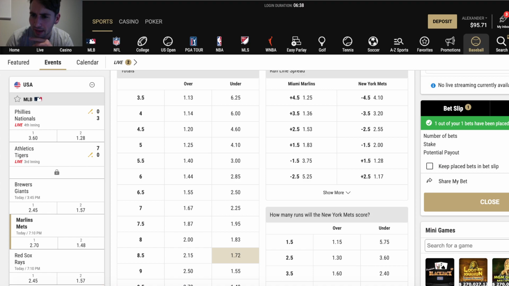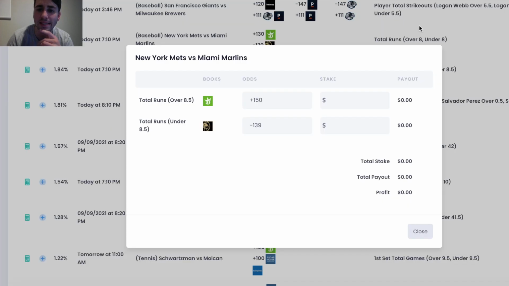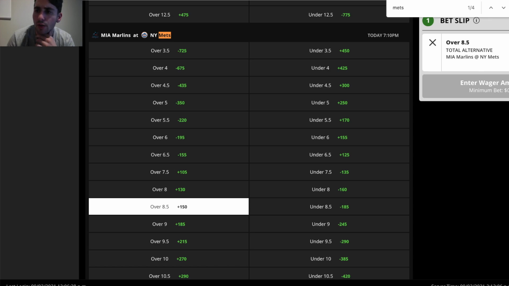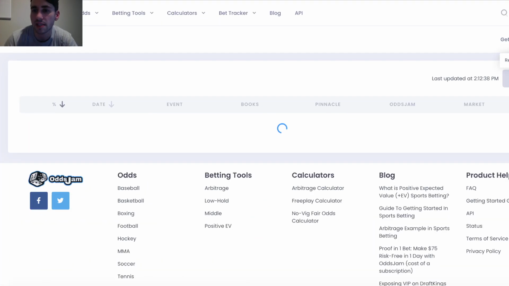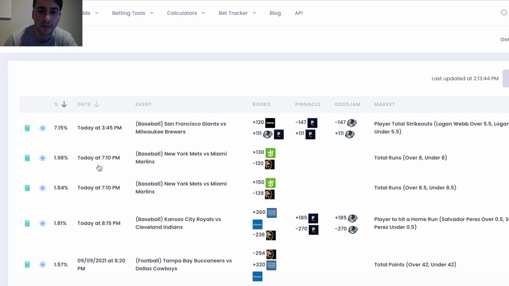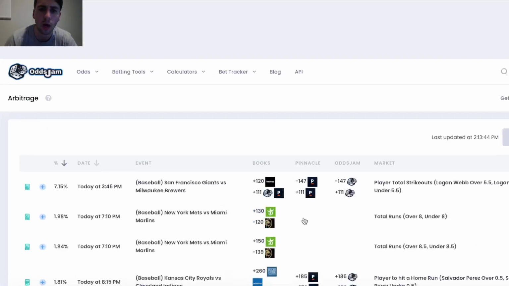We'll see how much they give me. When you're limited, they only give you a certain amount. So again, they only gave me 122.38. So 122.38 tells me to bet 84 bucks on DraftKings on the over. So I can go here, put in 84 bucks, whatever it is, right? And we just locked in another $3.87 in profit. So we've made, you know, $8 in the past few minutes just filming this video. So that's pretty cool. And then you can just kind of refresh, look for new opportunities.